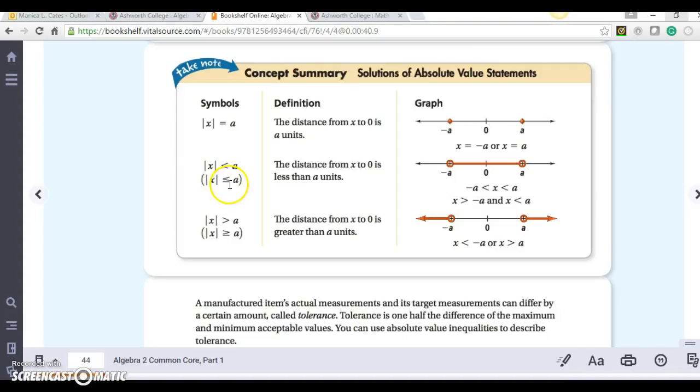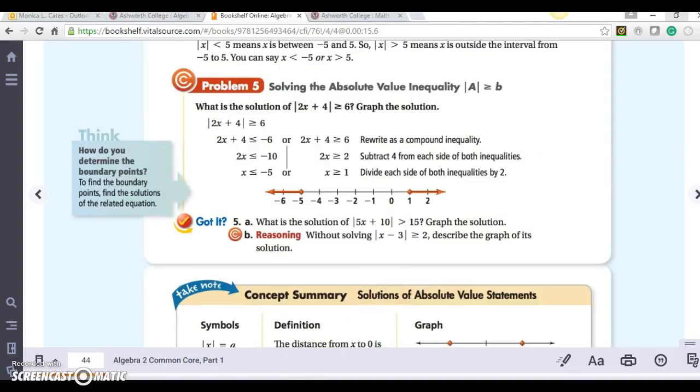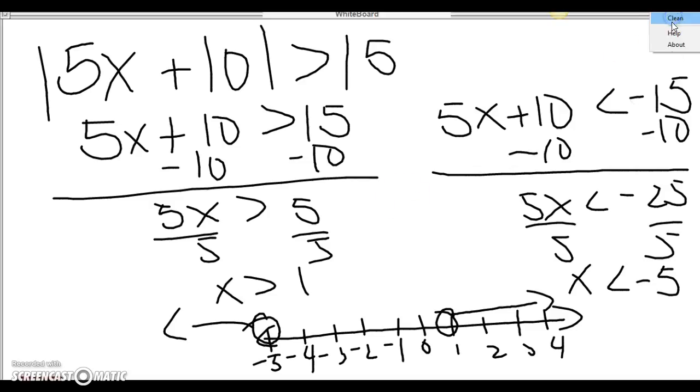When I have it less than or equal to, I'm going to be filling in between those two values of negative A and positive A. And then when I have it as greater than or equal to, my x's will be going in two different directions. We can actually solve this problem to see.